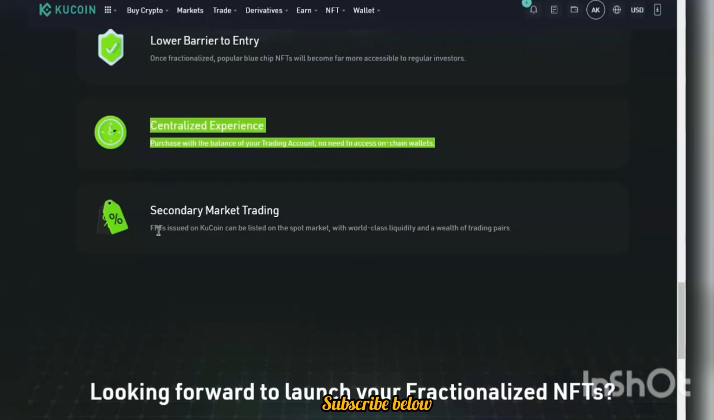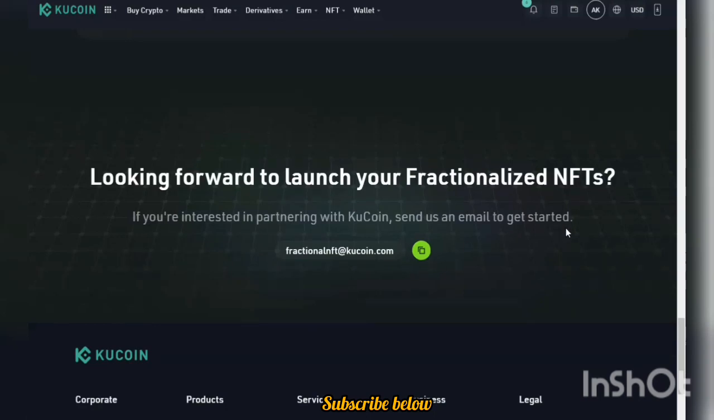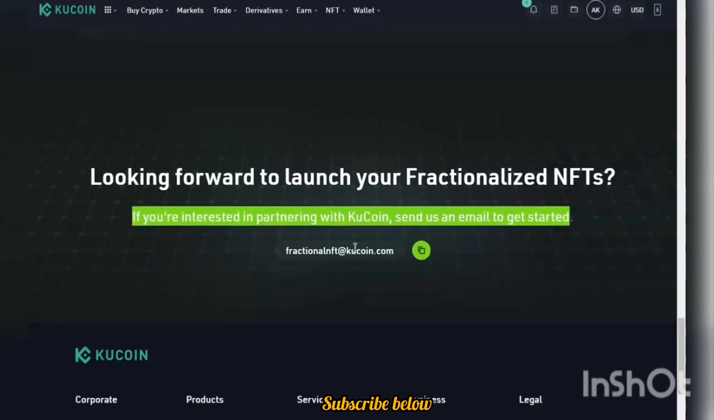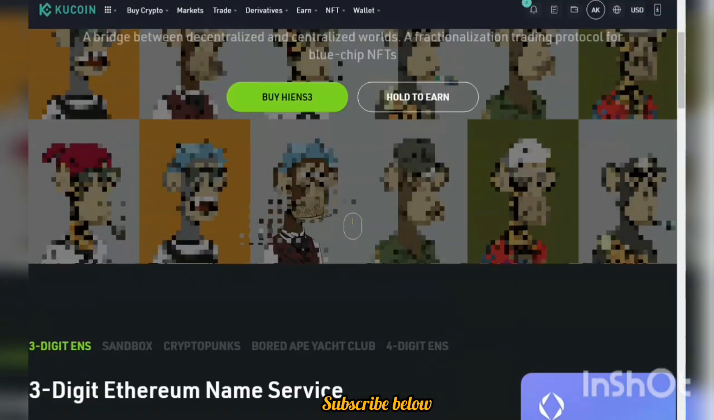Now he said there's a secondary market trading which is available on Kucoin and the spot market with world-class liquidity. So that is something you also want to keep an eye on. Now if you're interested in partnering with Kucoin, their email address is available here. Now there are lots of updates here, guys.